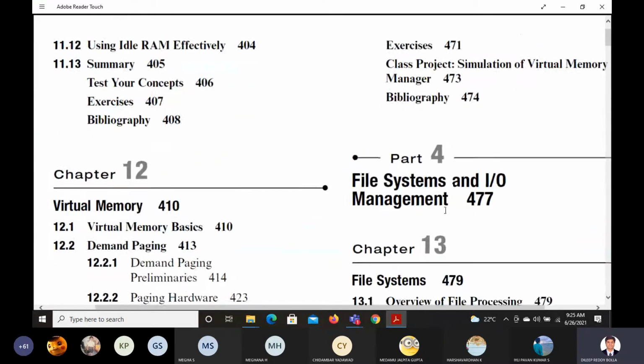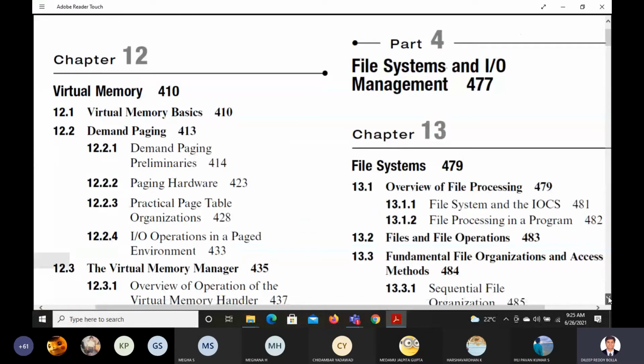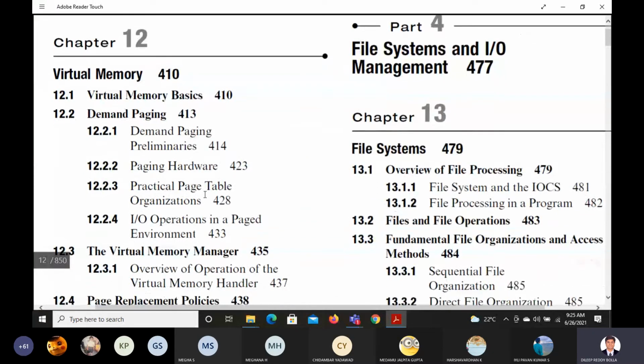So go for 12th chapter, virtual memory. Let us see what all things we need to focus on. First concept is virtual memory management. So read the basics about it. You don't know about this one, right? So read this basics, 12.1, virtual memory basics. That can act like a first part. Virtual memory basics, all that you can prepare.